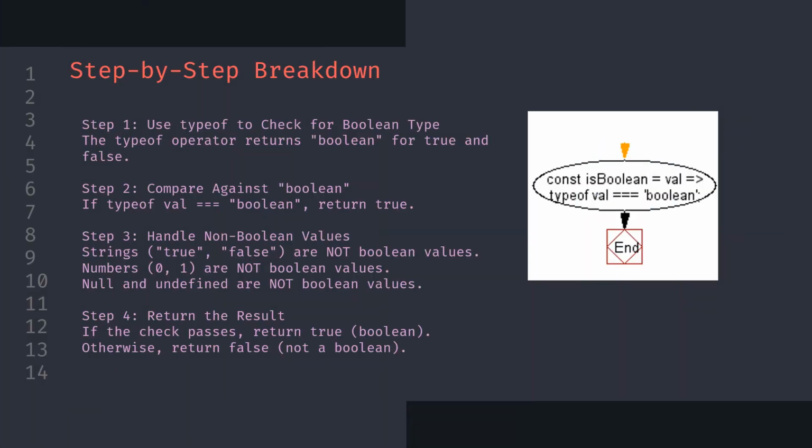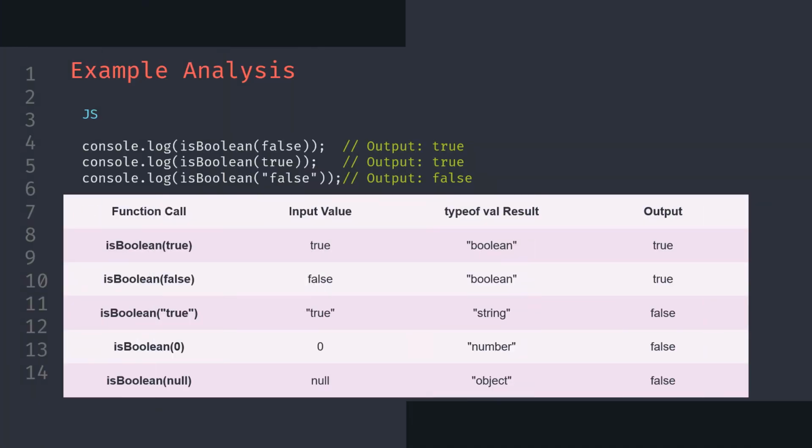This function ensures that only true and false are classified as booleans. Other truthy or falsy values do not pass the test, making it a reliable boolean detector. This function correctly identifies boolean values while rejecting similar but non-boolean values. The typeof operator ensures that only primitive boolean types pass the check.